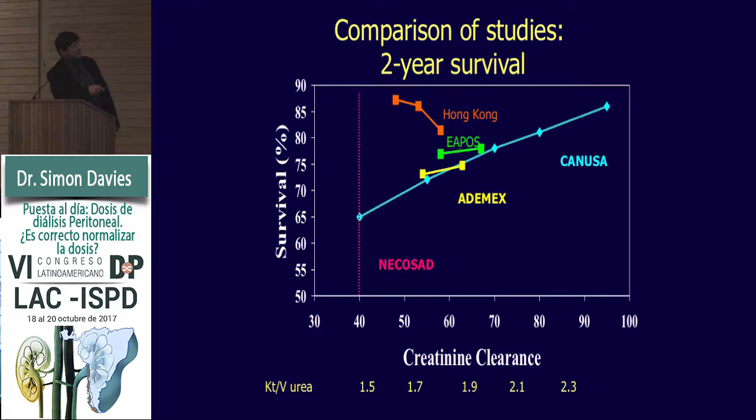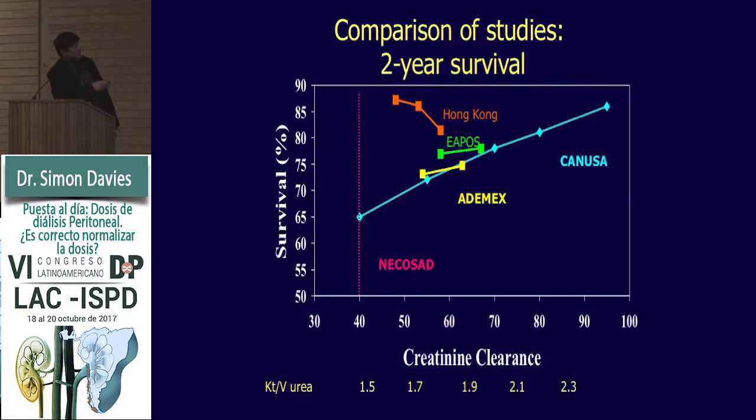And this strong relationship, you will remember, is present because of the presence of residual kidney function. So this is effectively a variability. This variability is all explained by residual kidney function and not the peritoneal clearance. Other studies that have looked at that include the randomized trial from Hong Kong.